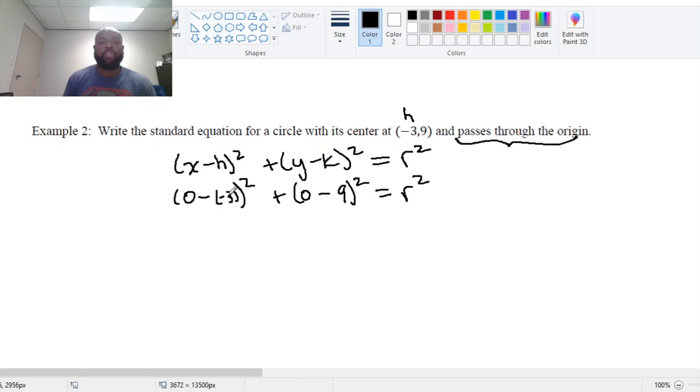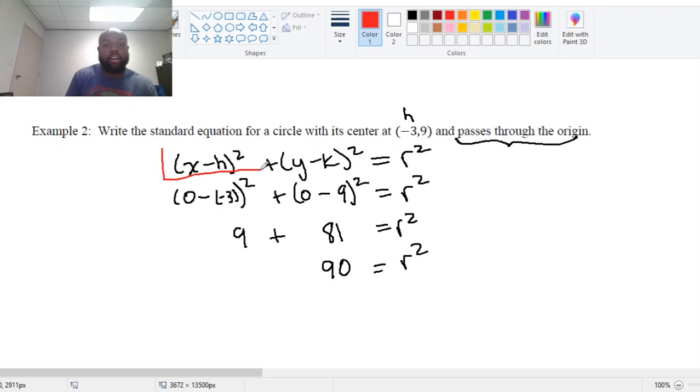Now, this negative 3, if I square that, I'm going to get 9. Negative 9 squared is 81. So I get r squared equals 90. Now here, all I need is r squared. So I'm not even going to take the square root to find r, because in my equation of my circle, which is this equation here, all I need to do is substitute this value in, and that thing in, right?